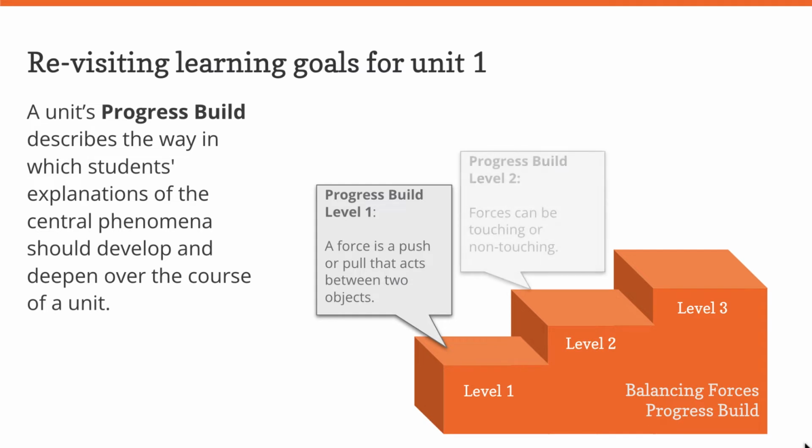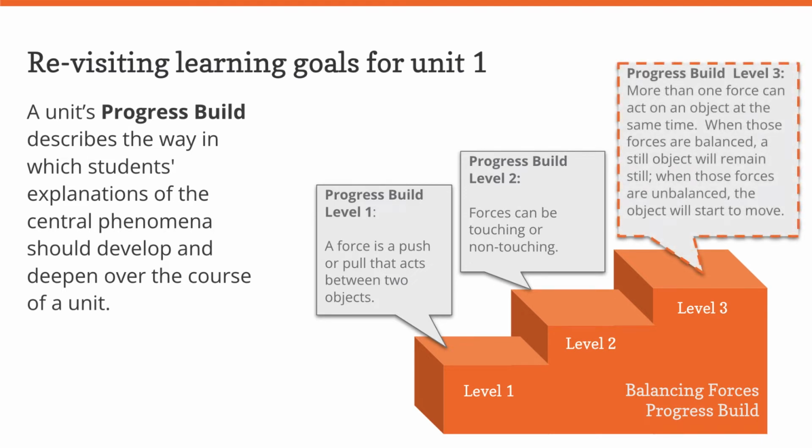Then, students would have continued engaging in science and engineering practices to arrive at Progress Build Level 2. Forces can be touching or non-touching. Finally, students would have worked to figure out science ideas for Progress Build Level 3. More than one force can act on an object at the same time. When those forces are balanced, a still object will remain still. When those forces are unbalanced, the object will start to move.